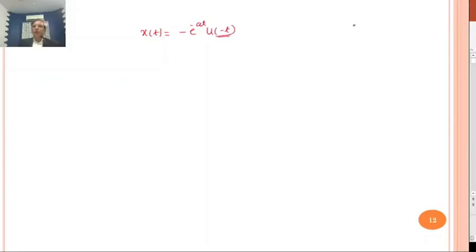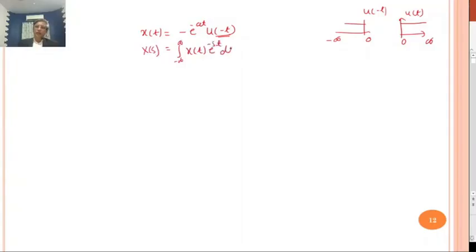See, this is minus ut, means this is folding of this ut signal, and that signal will exist from minus infinity to 0. The ut signal is like this. This is u of minus t, and for the ut signal the limit is 0 to infinity. This is minus infinity to 0. And so we will write x of s equal to minus infinity to plus infinity, x of t e raised to minus st dt. This is by definition of the Laplace transform.